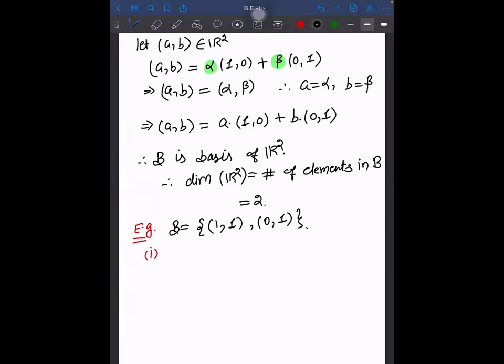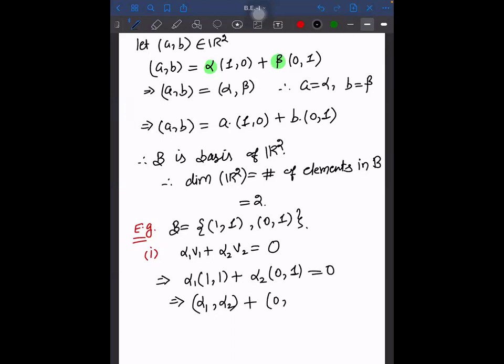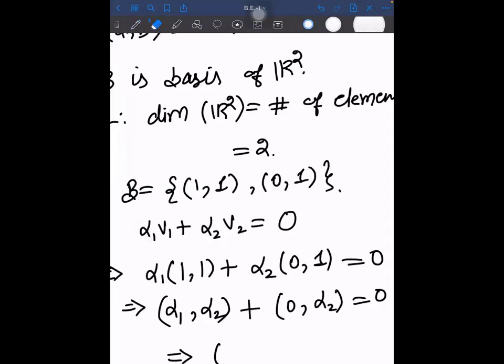So let's start with the first part. If we want to prove that B is LI, of course we need to prove this stuff. For a moment, you just write 0 over here. So alpha 1 V1, (1, 1), alpha 2, (0, 1), 0. So alpha 1, alpha 2 plus 0 alpha 2 is equal to 0. Sorry, I mean, here it should be alpha 1.